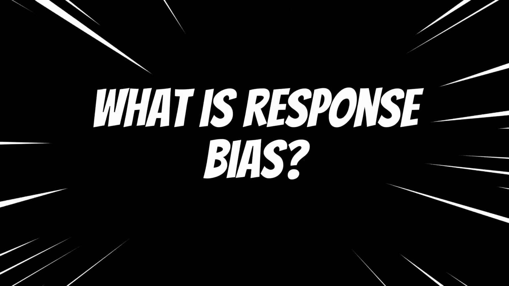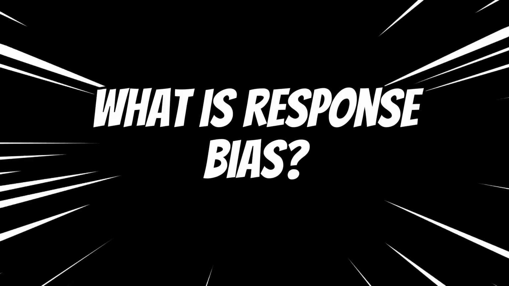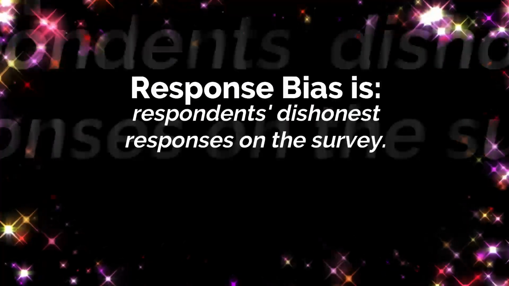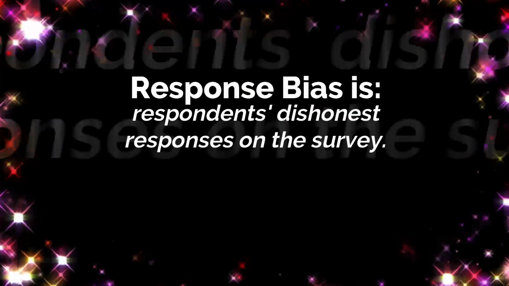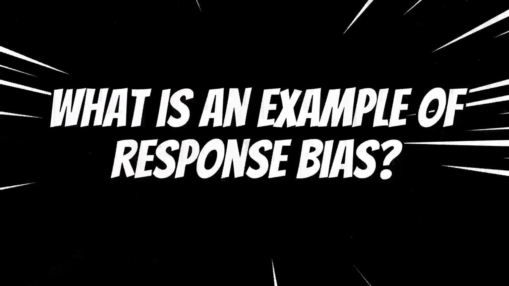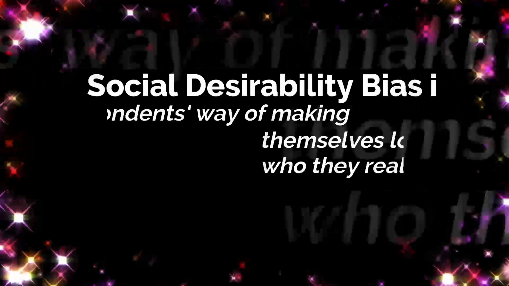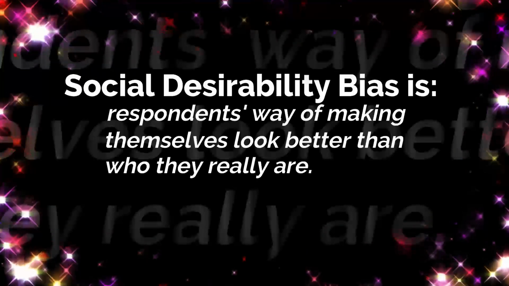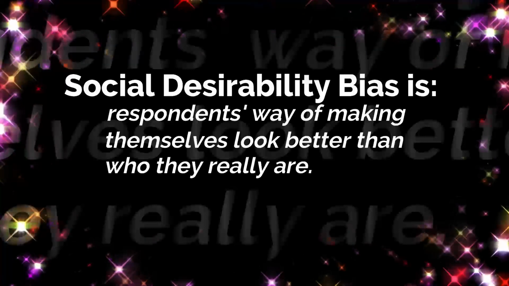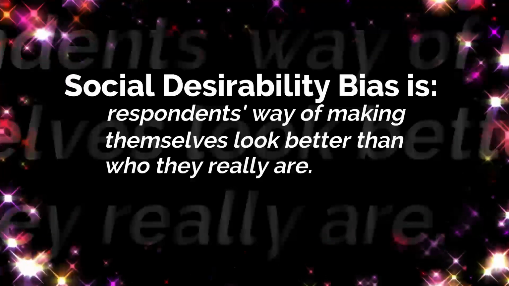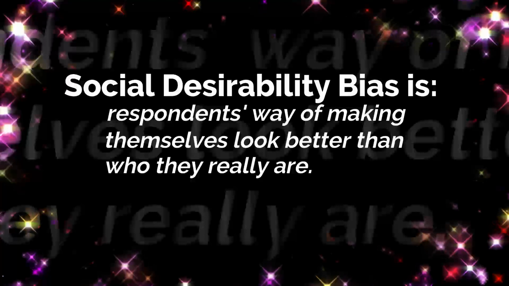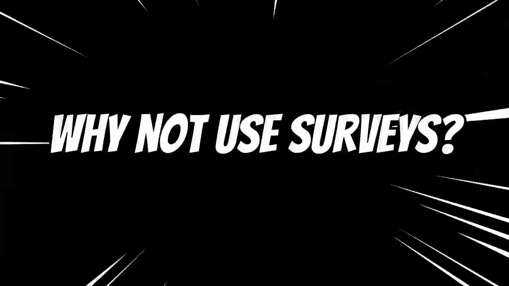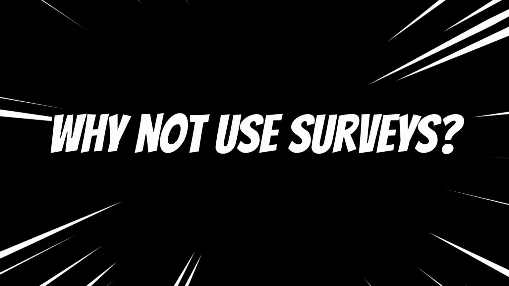So what is a response bias? A response bias is the tendency of a respondent to answer questions on a survey untruthfully or misleadingly. An example of it is the social desirability bias, which can lead people to respond in a way that makes them look better than they really are. For instance, a respondent answering a survey might report that they engage in more healthy behaviors than what they really do in real life.